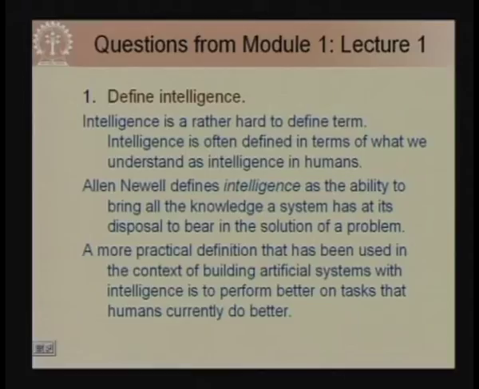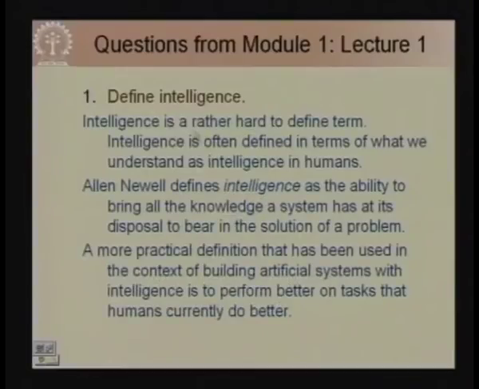Before I continue on to this module, I would like to discuss the questions from the previous module. So, let us go back to the questions of lecture 1. The first question was, define intelligence.